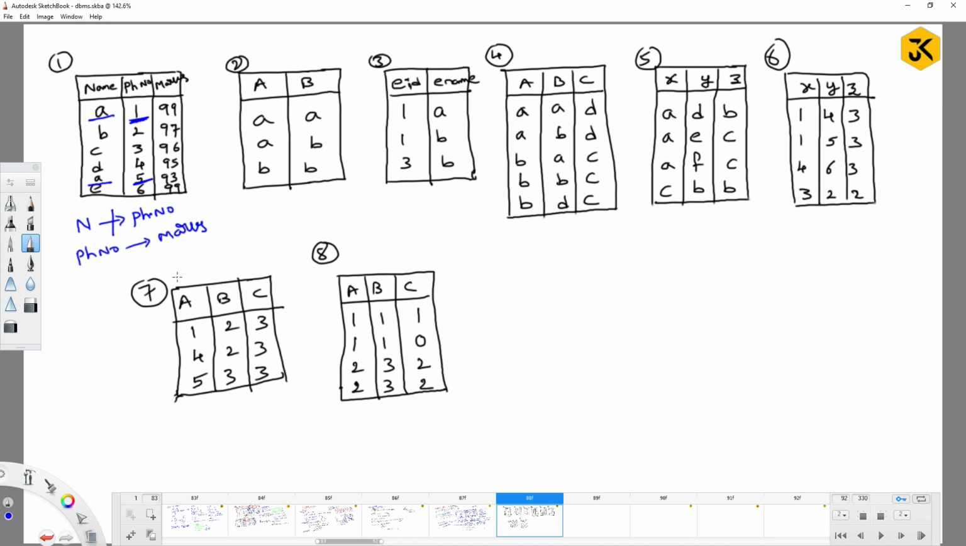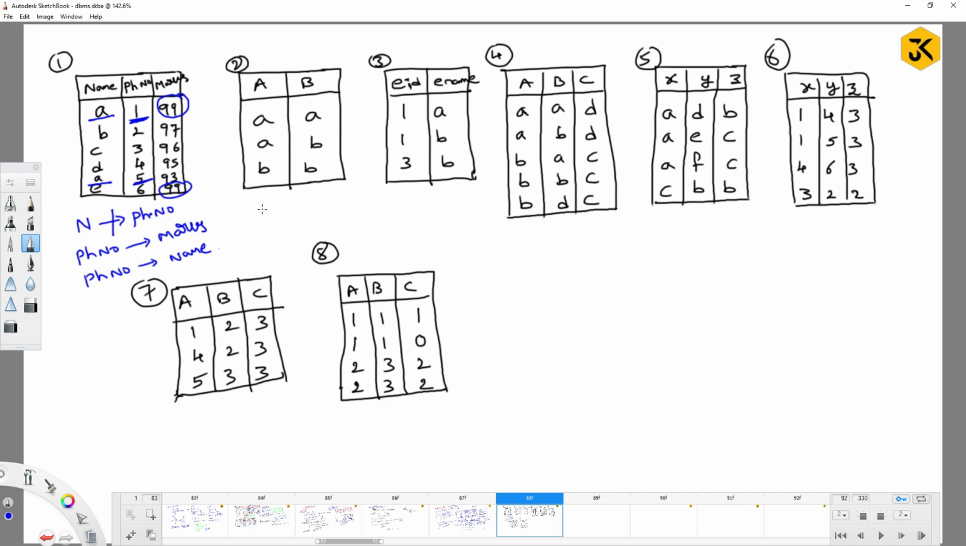Yes, it is valid because all are not equal. Similarly, phone number derives name. Yes. Can you define marks derives phone number? No. The case is here 99, 99. So I cannot say that marks doesn't derive phone number. Like this, you have to identify various kinds of functional dependencies, right?